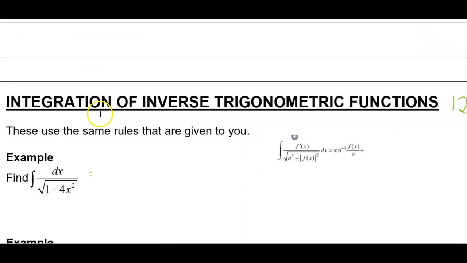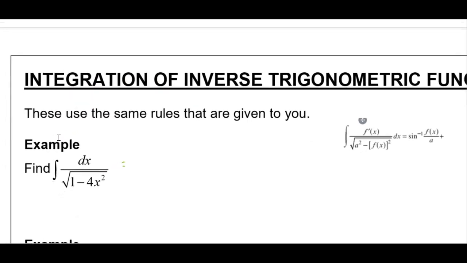Okay, so let's have a look at the first question. It says basically these use the same rules as those that are given to you. So here's our first question. We're going to integrate something of the form dx over the square root of 1 minus 4x squared. That dx can be moved up there. We would have normally put a 1 up the top there, and we haven't really seen it like this before, but that's another way of writing it. It doesn't have to be at the end over here.